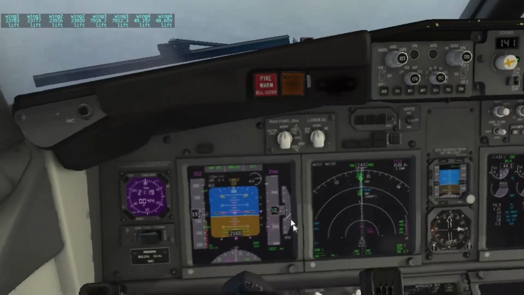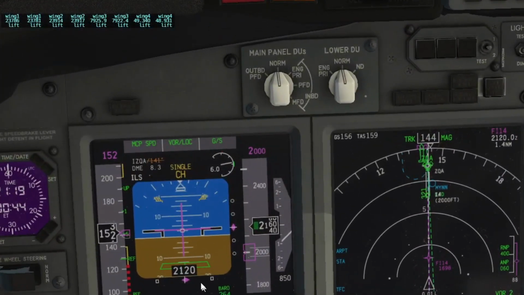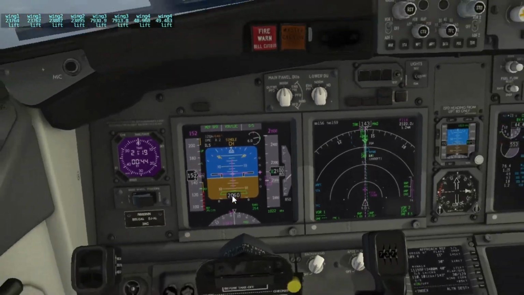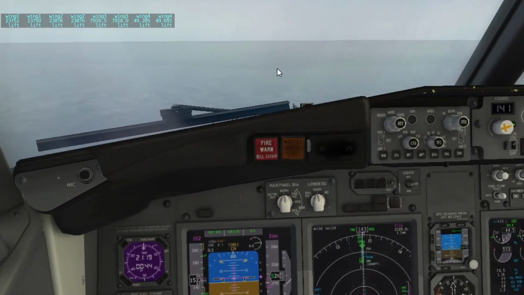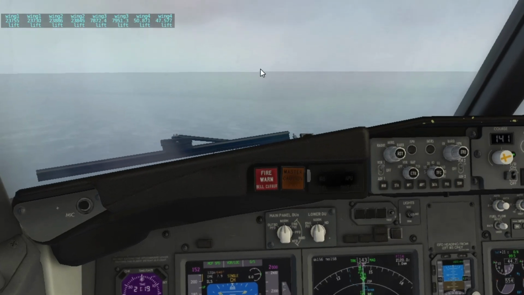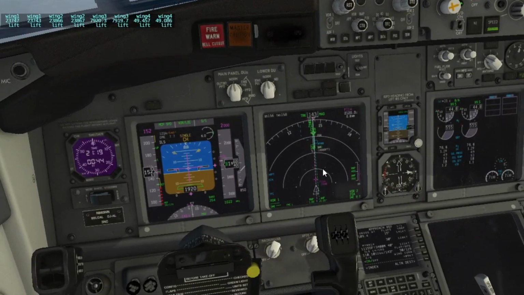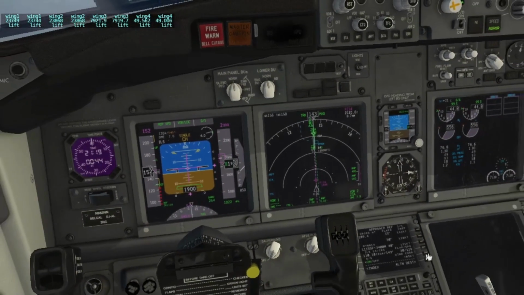All right, guys. So now we are on final approach. We have aligned ourselves to the localizer. We are bang on the glide slope right now. And yeah, we're just going to continue configuring for landing. So when we get to 7.5 miles, lower the landing gear, and then deploy flaps 15 degrees. And then, yeah, we just go from there.